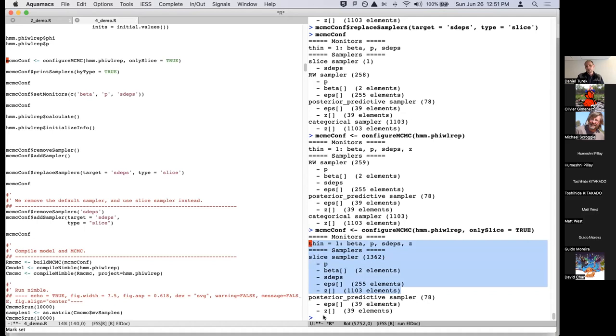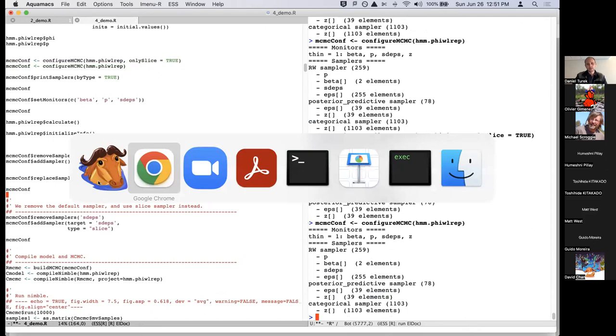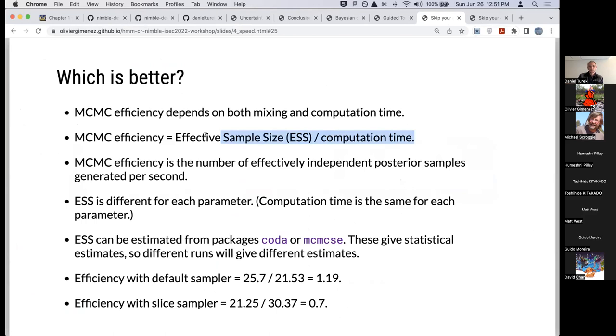What will you get for it? You're going to get an improvement in the mixing. So this is just talking about different ways to improve mixing. Let me go back to having the default one here, which also has monitors on Z, which I don't really want. What we're really interested in is MCMC efficiency, which is the effective sample size divided by computation time. Using slice sampling increases computation time, but also increases the effective sample size. So we're getting more effective posterior samples, but it takes a longer time. The quotient of those is what we consider efficiency, which is how quickly our MCMC generates effectively independent posterior samples. So that's the metric we look at.